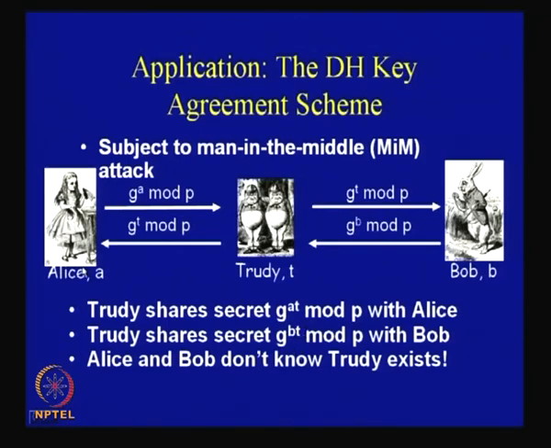But you note one thing: Alice does not know that Trudy exists, and Bob also does not know that Trudy exists. Which means that it is a problem, because Alice and Bob are supposed to communicate with each other, while in the network Alice is actually communicating with an untrusted party or an attacker without knowing that it is intruding on its information. The actual intended receiver of the information is not receiving the information. So this is a clear breach of security, and we need to guard against it.